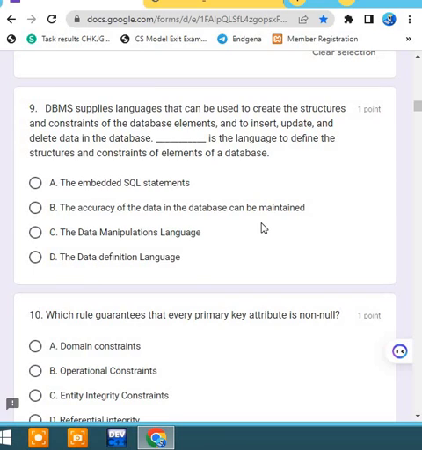DBMS supplies a language that can be used to create the structures and constraints of the database elements, and to insert, update and delete data in the database. Dash is the language to define the structures and constraints of the elements of a database. A. Embedded SQL statement. B. Accuracy of the data in the database can be maintained. C. The data manipulation language. D. The data definition language.